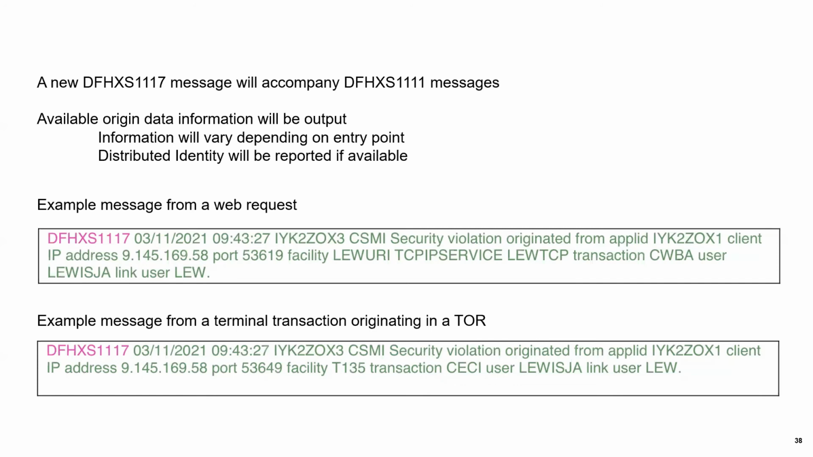And another example, in this case, a terminal application going from a TOR to an AOR. You've got all the information in the message which occurred on the AOR of what the TOR client was. So that, again, will give you the information about who the real user was. Because it may be the case that it's a different user ID. It may be just the link user that has failed, and you'll be able to find out the end user. If you're using distributed identity, in particular, obviously, for web requests or web service requests, that will also be available in the message. So you'll be able to find not just the functional user ID, you'll be able to find the end client.